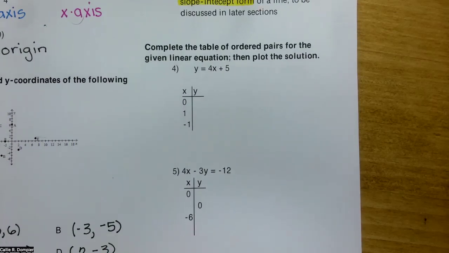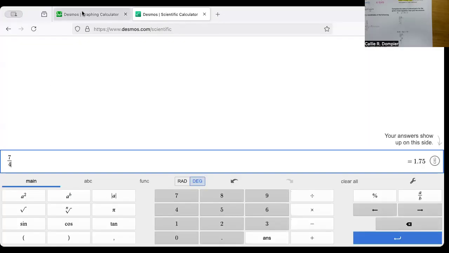Now, once you have an equation like y equals 4x plus 5, let's just graph that real quick. Y equals 4x plus 5.